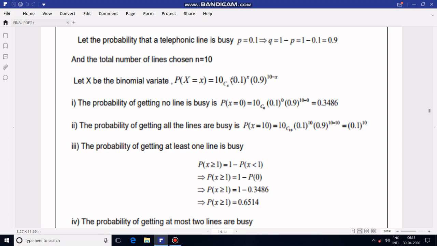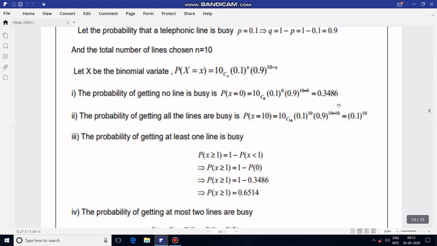In this equation, if you replace x by 0, we get 10C0, 0.1 to the power 0, 0.9 to the power 10 minus 0. Now let us simplify this with the help of a calculator. We get 0.3486. This is the answer for the first question.